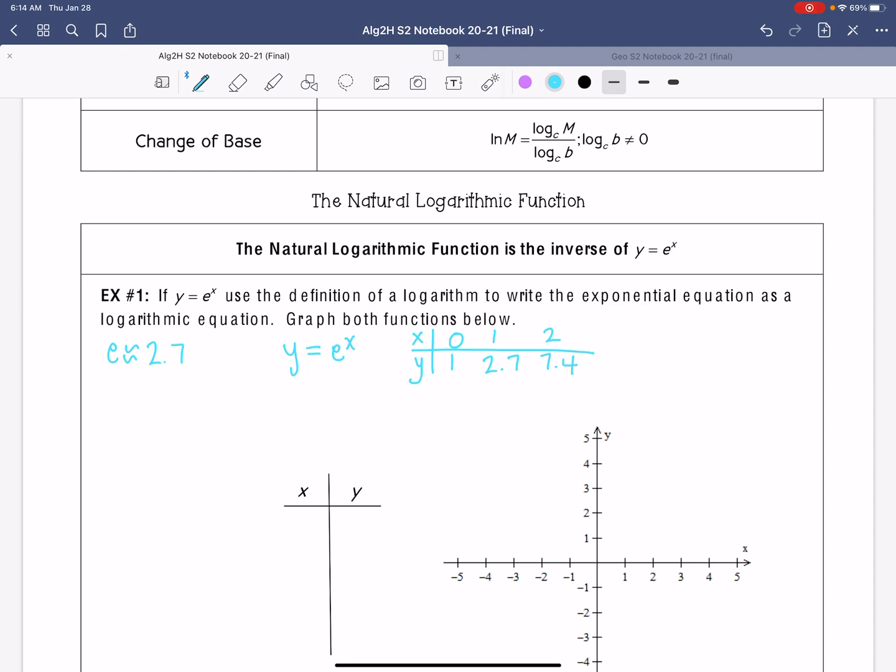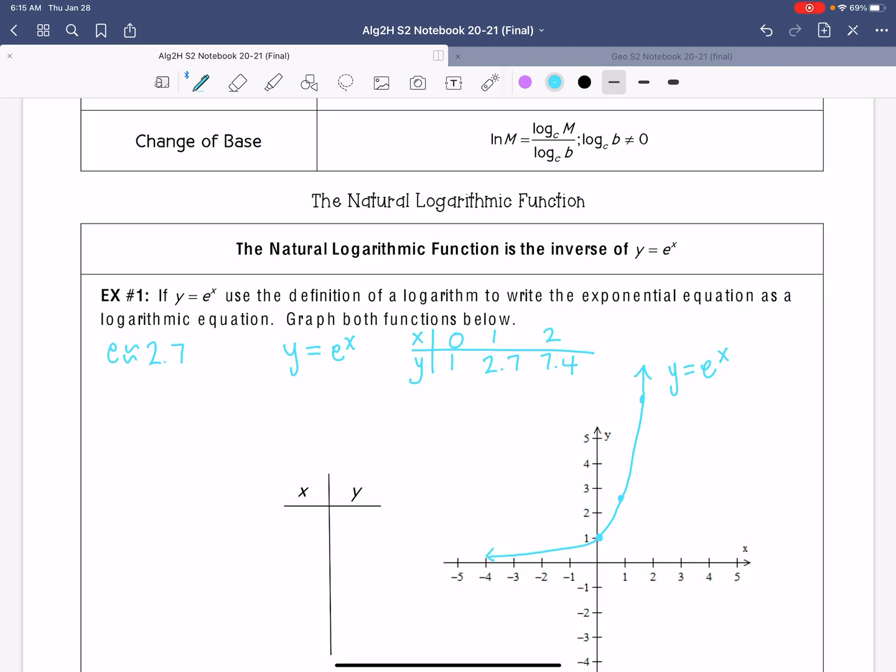Let's go ahead and graph those. So we have (0, 1), (1, 2.7) about, and (2, 7.4), which would be even higher than that, just approximating, way up here. And then we're going to connect. Remember, exponential models are not going to pass 0 or touch it. So there's that horizontal asymptote on the x-axis. So this is our graph, y equals e to the x power.